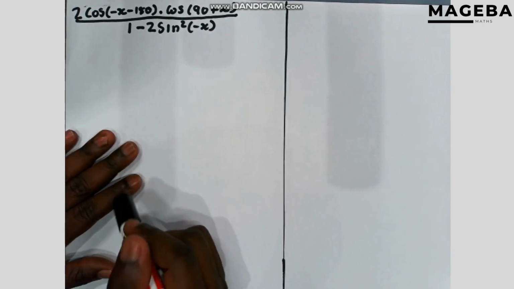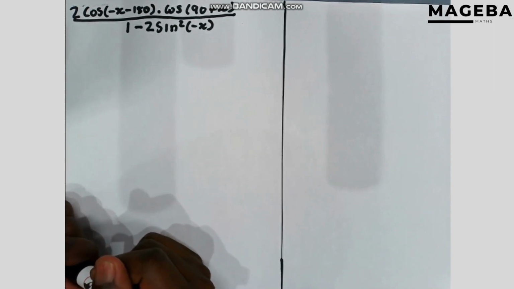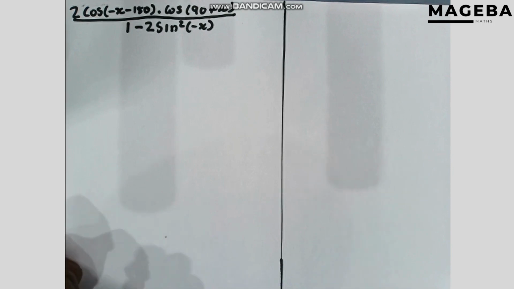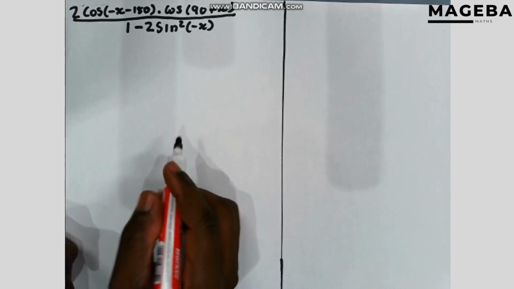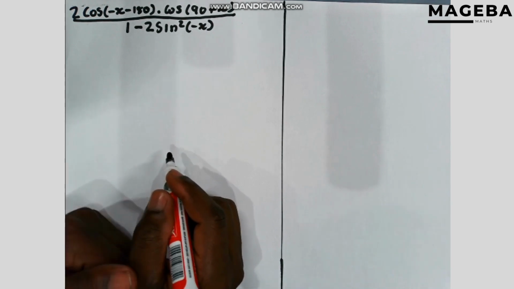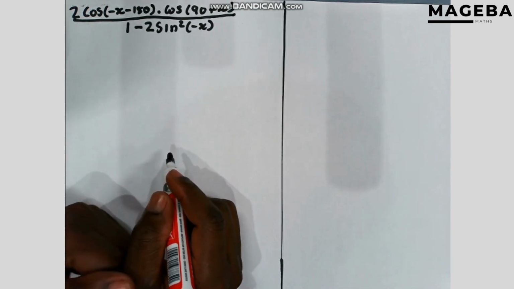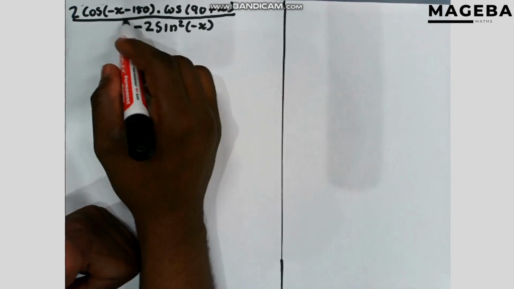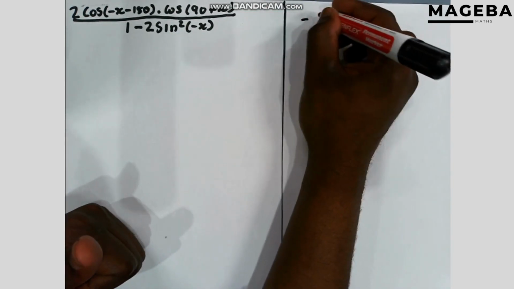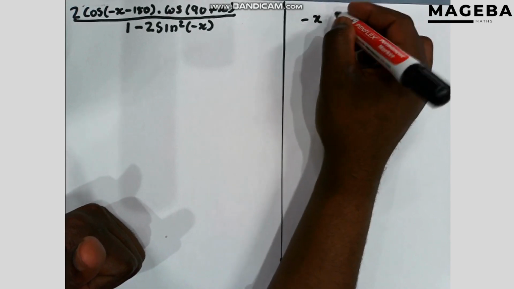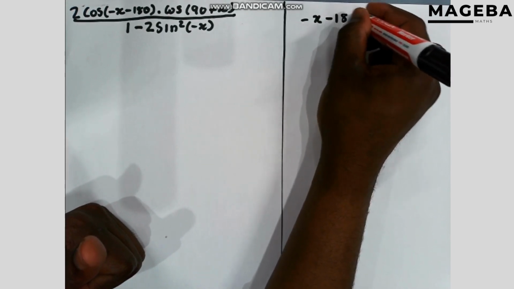We have 2 cos of negative x minus 180 times cos of 90 plus x, all over 1 minus 2 sine squared of negative x. Let's look at this part here where we have negative x minus 180.